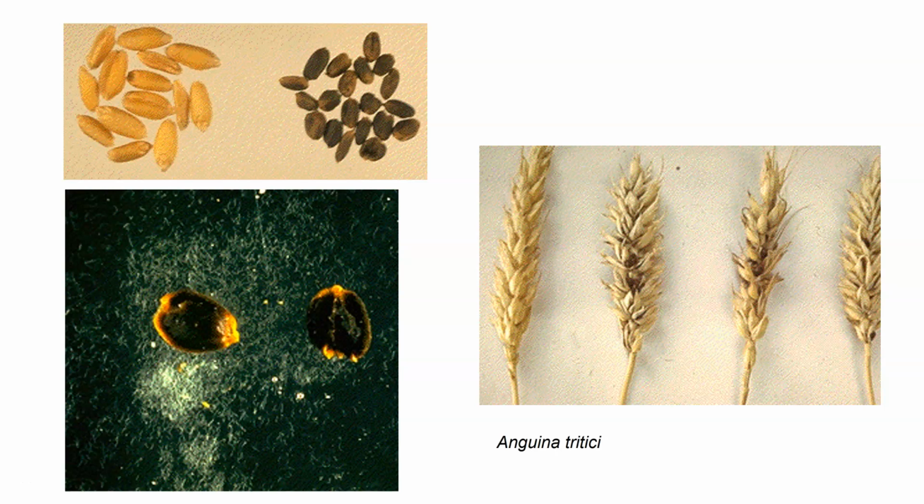This gets to be very problematic. It survives from one year to the next in the seed. Since we understand this, in the United States, Anguina tritici has just about been eradicated. It's very easy to pick out the problematic seeds, especially with modern technology.